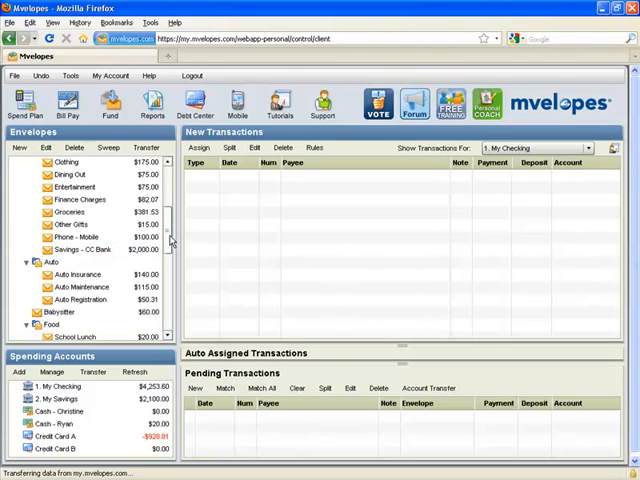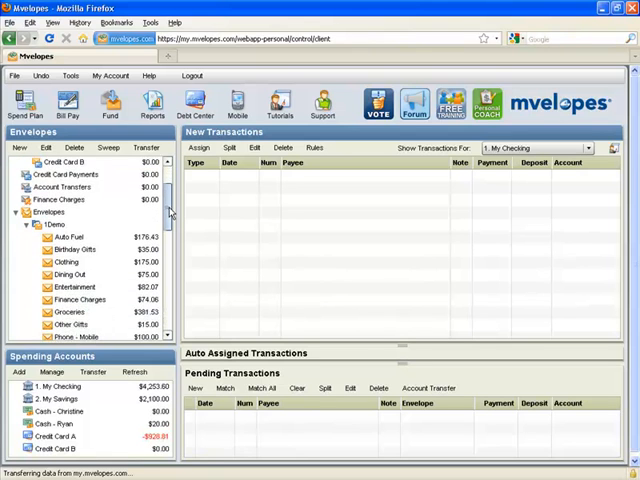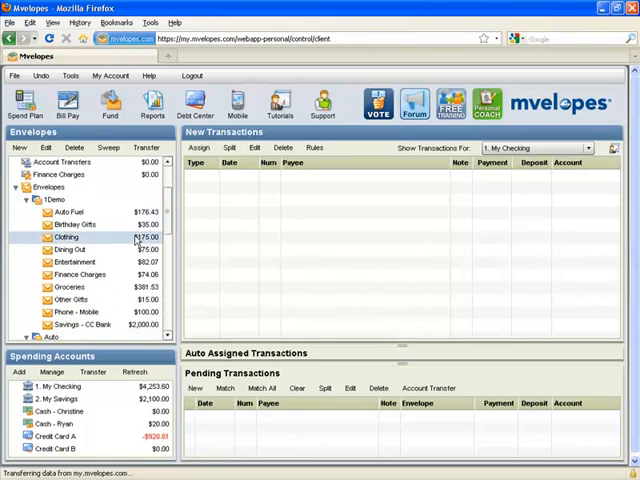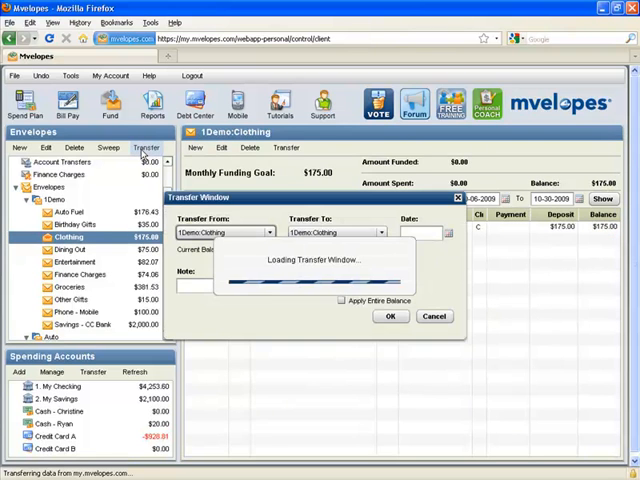Where I decide to take it from is my choice. I can't fund it because I don't have any money sitting in my income cash pool. So let's see. In this example, we'll take $100 out of clothing and transfer it into our savings envelope.